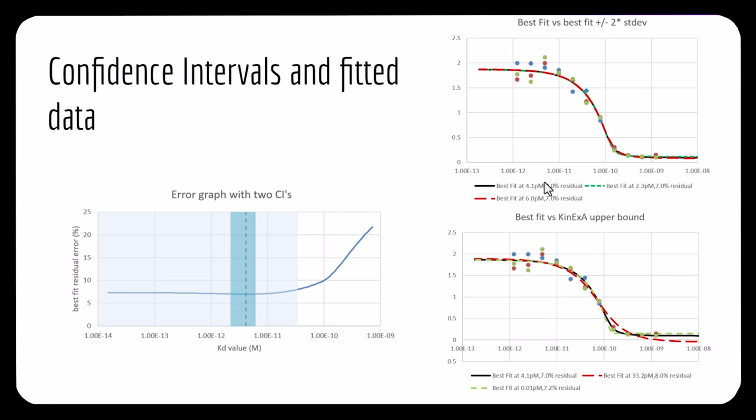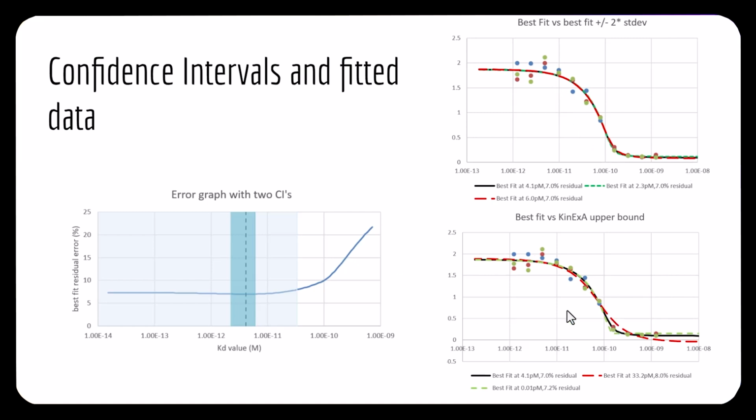Now, if you go to multiple digits, these are lower. This is 6.98, and this one's 6.99. But they're very, very close. And visually, to me, no difference between these fits. All excellent fits. So I did a similar thing for KinExA.